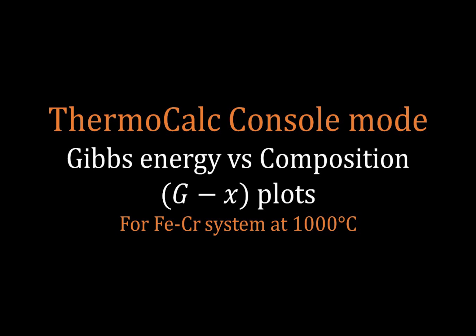Let's see how to make Gibbs energy versus composition plots. We'll do it for the iron chromium system at, let's say, a temperature of 1000 degrees Celsius.